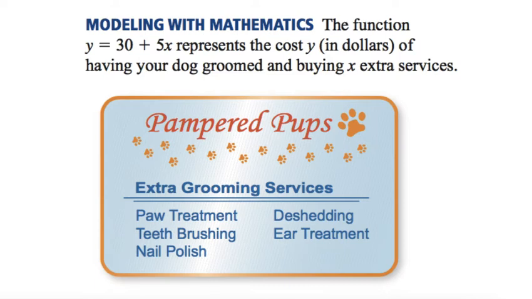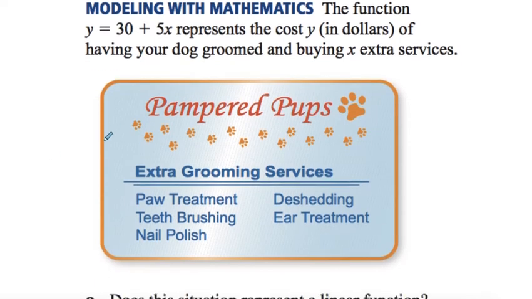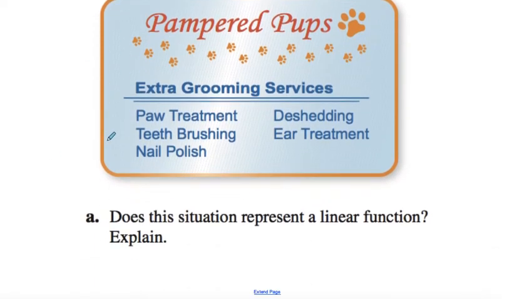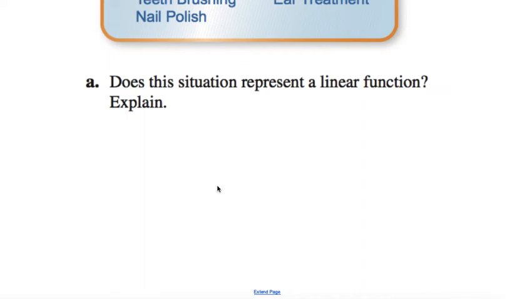So you should be able to do this one by yourself. This is the Pampered Pups one. This is on page 4 in your notebook packet. Does it represent a linear or nonlinear function? What I would like you to do for this one is to complete a graph. So give yourself another XY table and plug in some values.